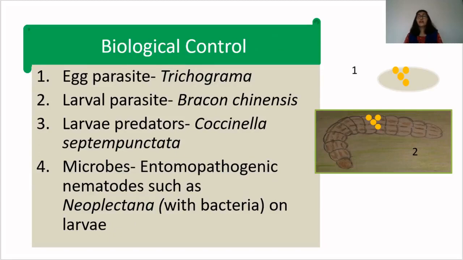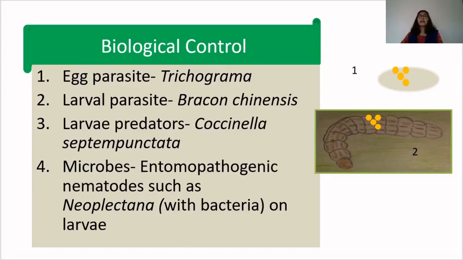Now we move on to the biological control. First one is egg parasite. So there are many different insects which are egg parasites of other insects. One example that I have taken is Trichogramma. Trichogramma is an egg parasite on the egg of jawar stem borer. The Trichogramma female lays eggs on the egg of jawar stem borer, and the larvae or the grubs that come out from the Trichogramma egg feed on the egg of jawar stem borer and destroy the egg.